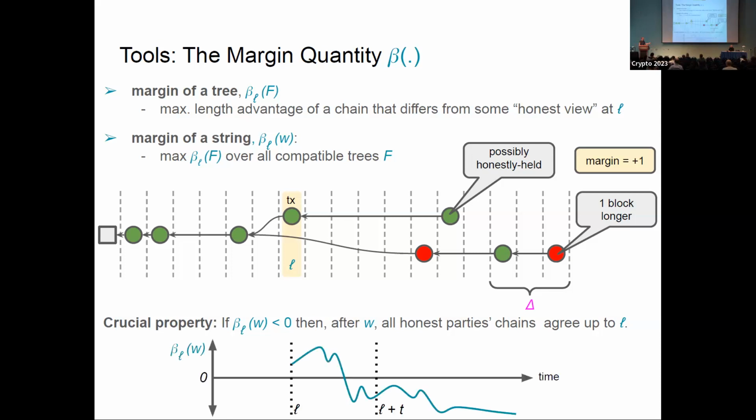And taking this one step further, if we know that margin with respect to slot L becomes negative in some slot L plus T, and then remains negative forever, we know that in this slot T, the ledger up to slot L is settled and will never change.